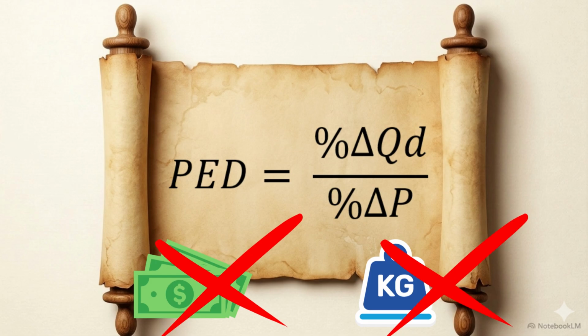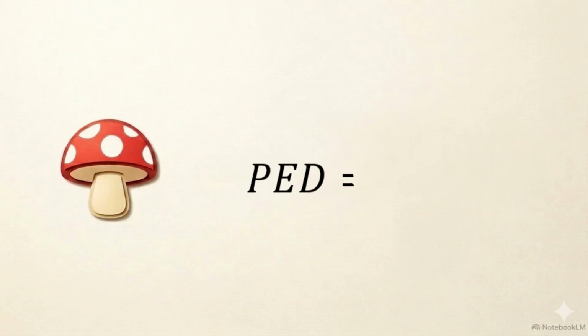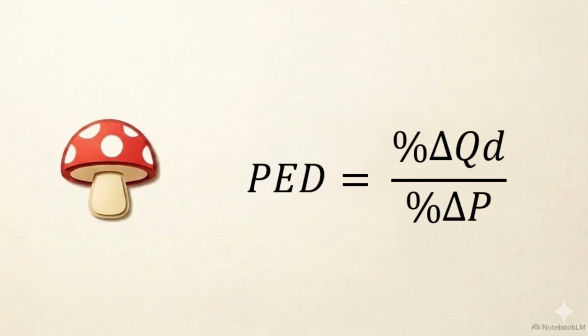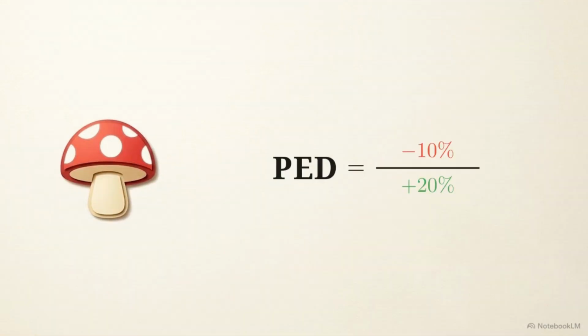Let's run the math on the super mushroom. Since it's a necessity for adventuring, consumers still buy it even if it costs a bit more. If Mario raises the price by 20%, the quantity demanded only drops by 10%. When we divide a negative 10% change in quantity by a positive 20% change in price, we get negative 0.5.